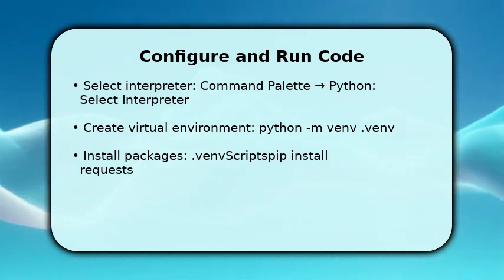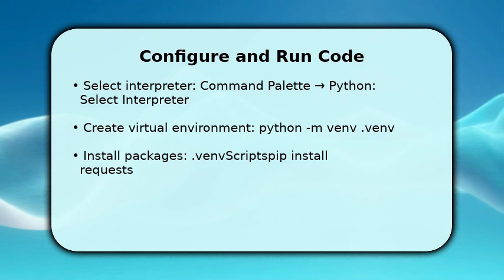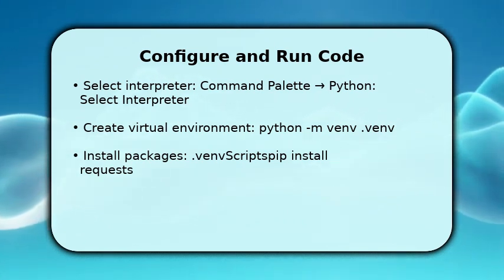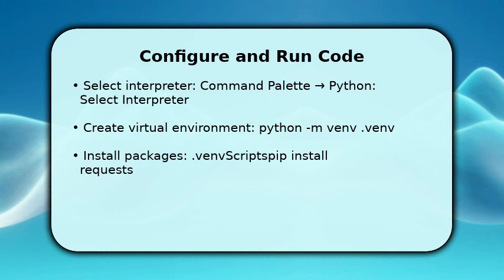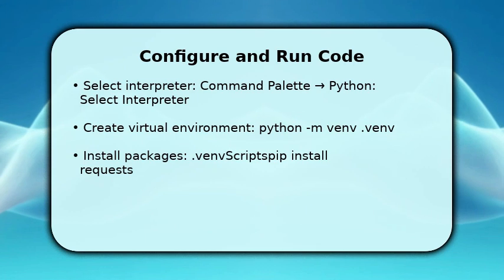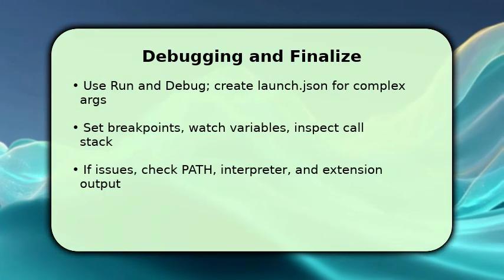Install packages via .venv/Scripts/pip install package. Once activated, set the interpreter to the venv path so linting, IntelliSense, and debugging use the correct environment and installed packages. You finish by running and debugging.